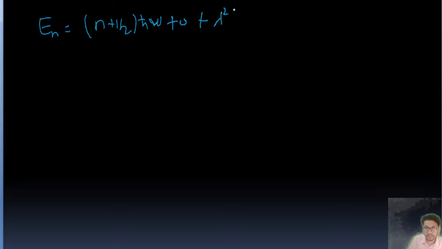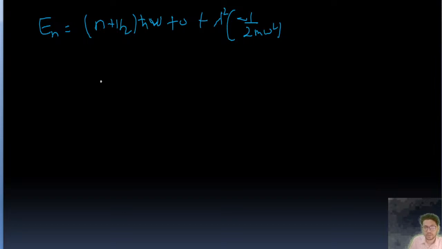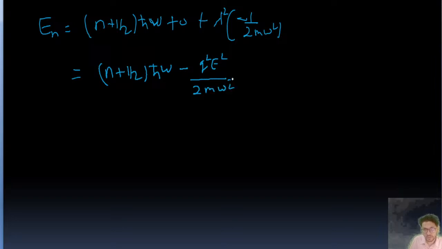this is going to be plus lambda square, second order correction, lambda square into the value of En2, right? So this is going to be minus 1 upon 2 m omega square. This value we have got. So this is going to be En equal to n plus half h cut omega minus lambda square, where lambda we know is QE. Lambda square is Q square E square upon 2m omega square, right?